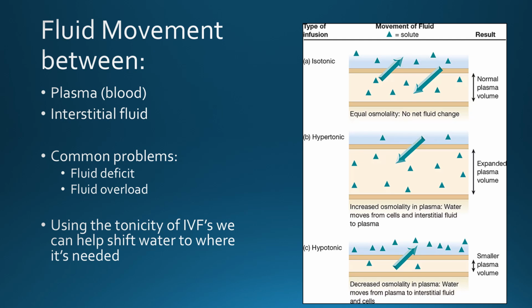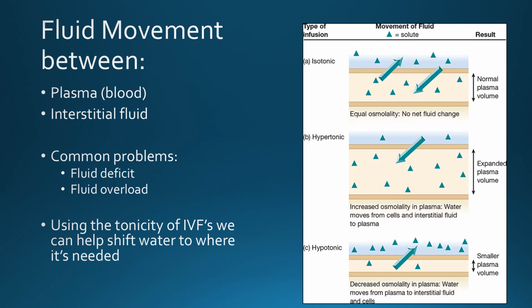So fluid movement, we'll again talk about this more in class, but I think you can see here that when we're talking about fluid movement, we're talking about movement between plasma and interstitial fluid for the most part. Now, interstitial fluid can then go into intracellular fluid, right? But the biggest issues that we have are fluid deficits and fluid overloads.